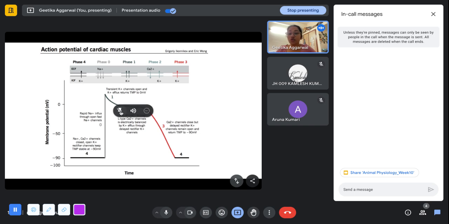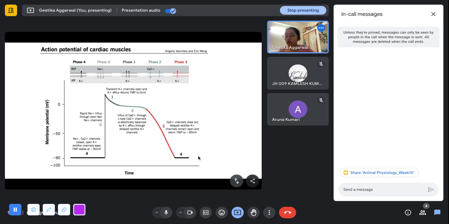Cell potential starts dropping. But then the voltage gated calcium channels open up, and the calcium from the sarcoplasmic reticulum gets released into the cytoplasm. And since the calcium balances out the potassium, there is no further drop in the membrane potential. But eventually, the calcium channels close, potassium channels still remain open, and the potassium moves out of the cell, and the membrane potential drops down to minus 90 again.